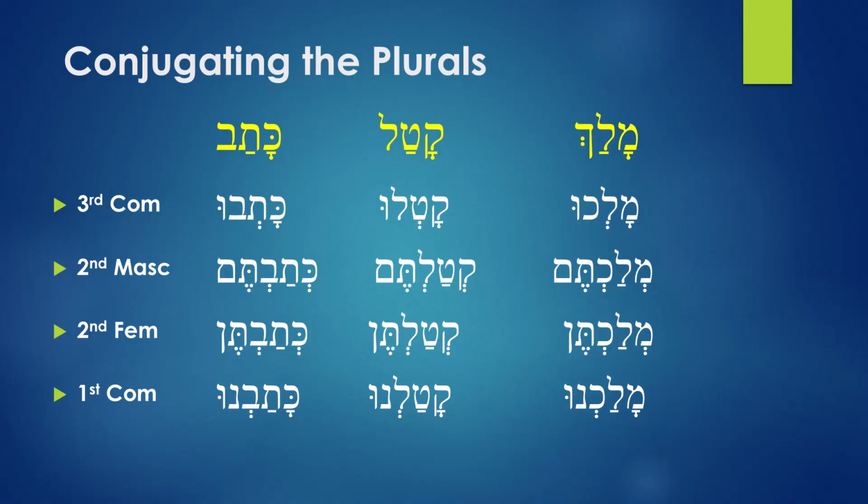Using malach, malach means he ruled. In the plural, it's going to be malchu. Malchu means they ruled. Then you have melachtem. Melachtem means you ruled. And then you have melachten. Melachten means you ruled. And finally you have malachnu. Malachnu means we ruled.